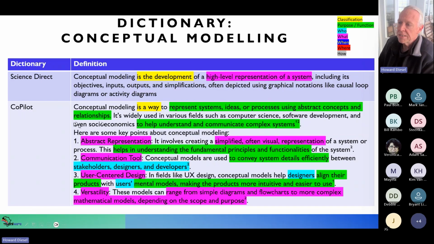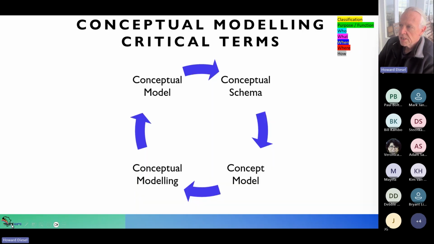And then we have Copilot that generated something for me. I like this thing. A conceptual model is a way of representing the systems, the abstract concepts, the relationships. And the key point is about abstract representation. Please, this is not abstract in terms of typing. It's abstract in terms of simplification and visual representation. And so whatever we put there, for example, the entity called customer, that's not the actual customer. That's just an abstract representation of that customer, the way we think about it. It's a communication tool, user-centered design, and versatility. Okay, I will share all the slides with you so you can get all of that.